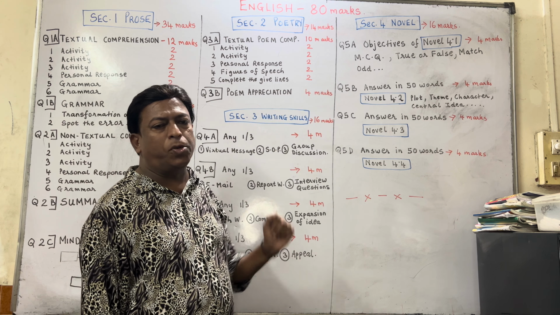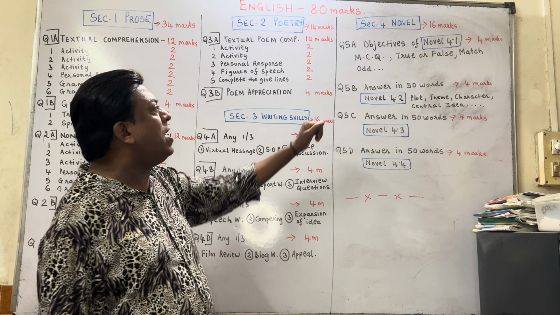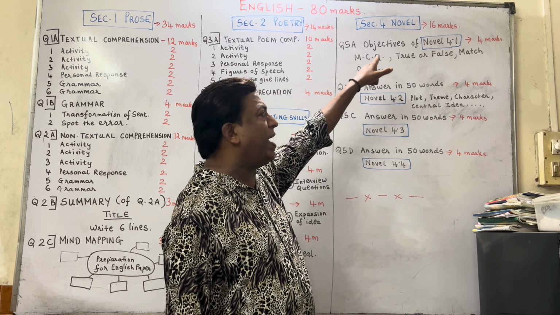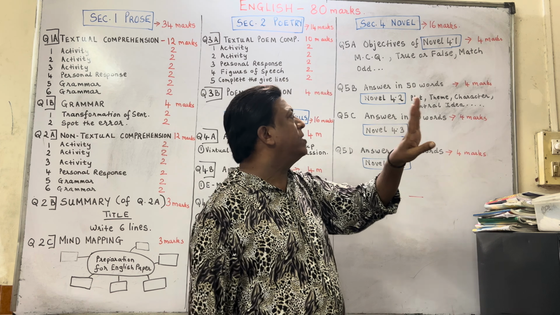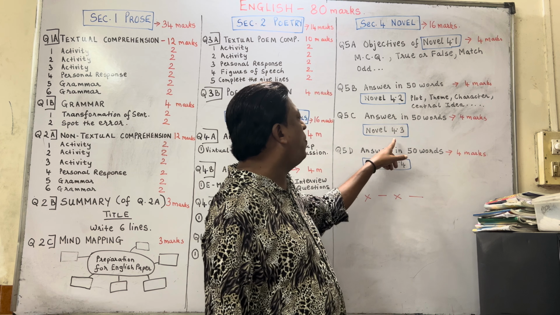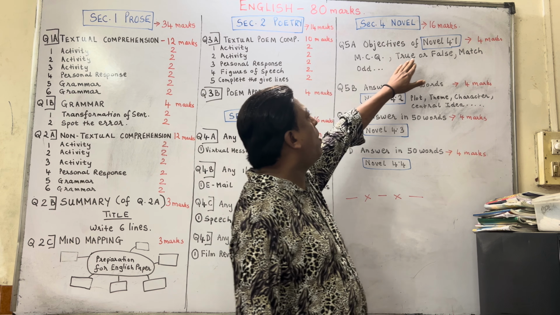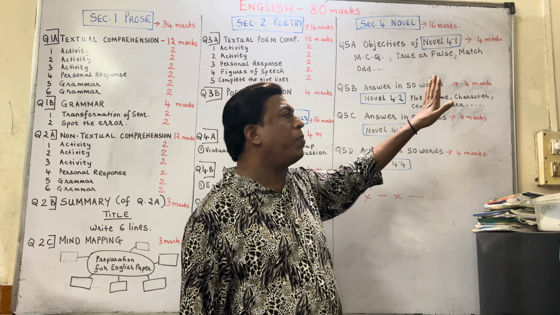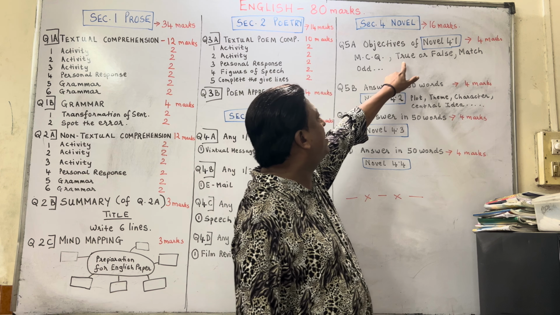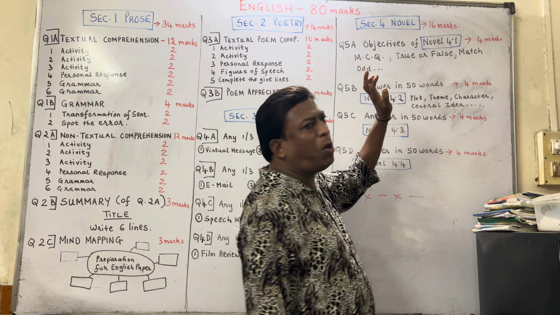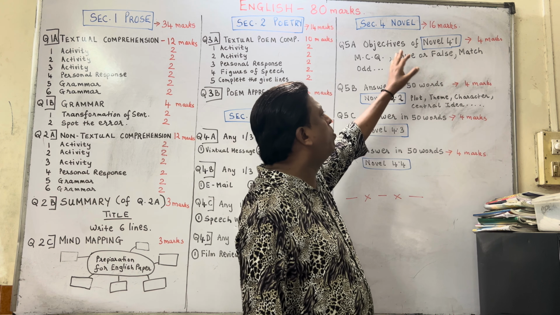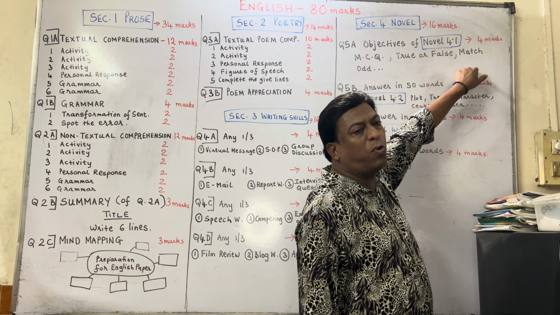Now comes the novel, the last question. Now question number 5A. Now there are 4 novels. So 4.1, 4.2, 4.3, 4.4. 4 questions. Each question, that 4.1 is only fill in the blank, objective question. So there is MCQ, fill in the blanks, true or false, match the columns or find the odd man out. Only these 4. So again do this, you can get 4 marks here.